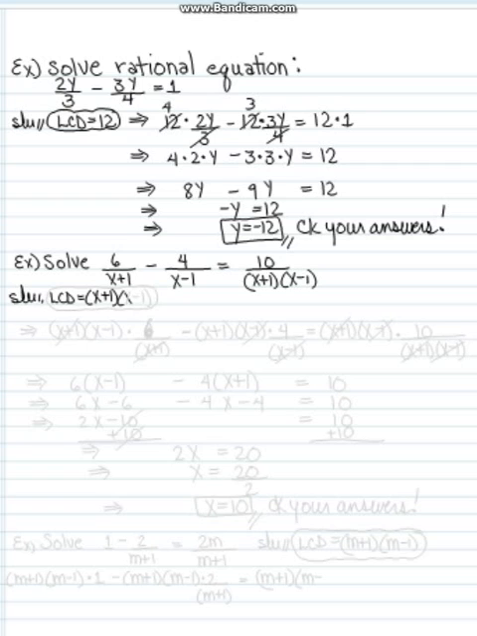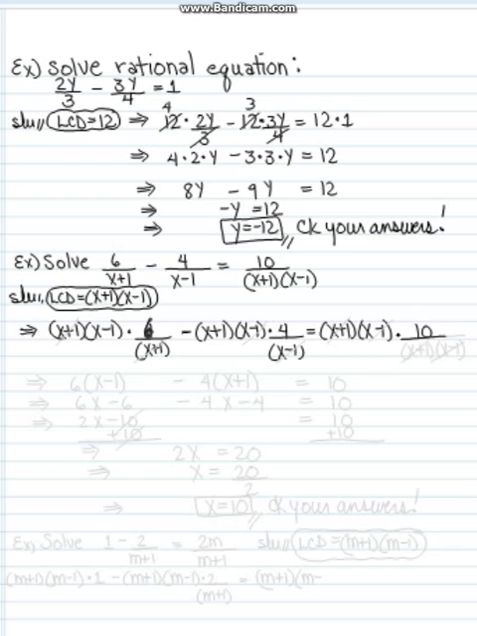Now the LCD for all these denominators is going to be x plus 1 times x minus 1. So we're going to multiply x plus 1 times x minus 1 times the first term, which is 6 over x plus 1, minus the LCD x plus 1 times x minus 1 times the second term, 4 over x minus 1, equals the LCD times the term on the right side of the equal sign. Cancel common factors on the top and bottom, and all your fractions are gone. 6 times parenthesis x minus 1, I just moved the 6 to the other side of the parenthesis, minus 4 times x plus 1 equals 10.